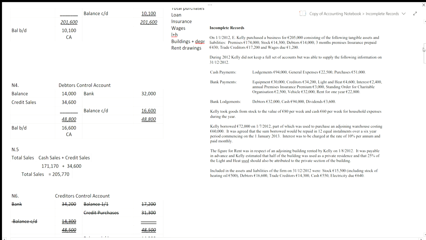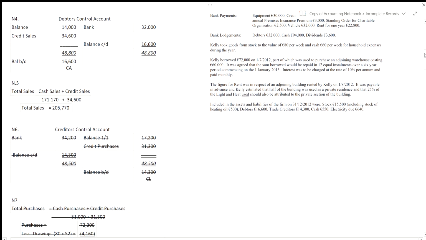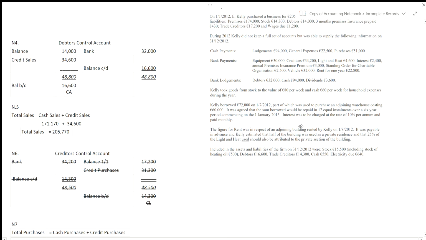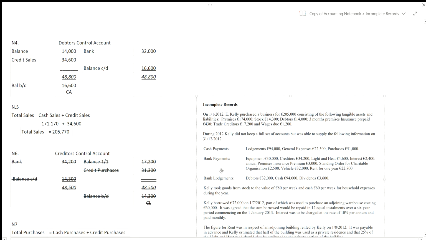My next part that I have to do is my creditors control account. So for my creditors control account, again, let's look. I'm going to drag this down here. So creditors control account, my trade creditors at the beginning of the year, 17,200. So let's uncover this here, 17,200. What else do I have? So I have my bank payments. My bank payments here for creditors. So this is a payment coming out of my bank.